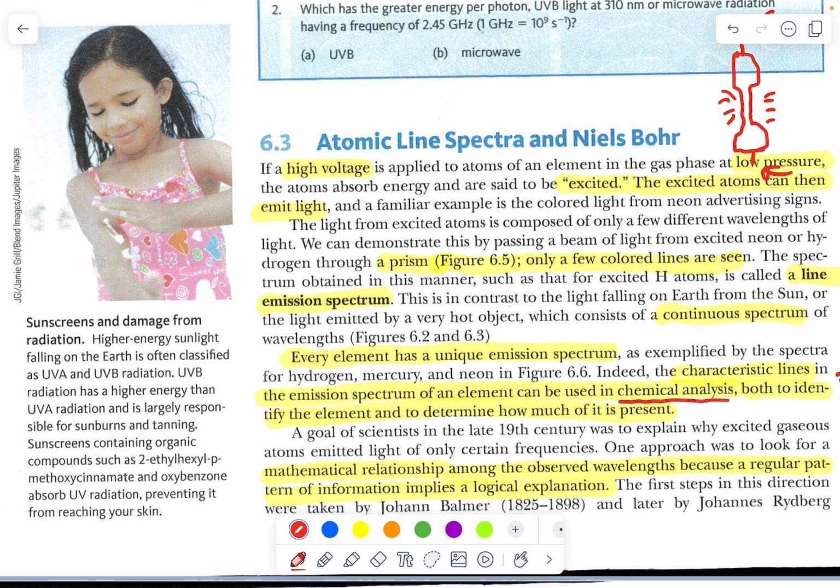So the purpose of this screencast is to answer several questions. Number one, why is it that when you provide a lot of energy via fire or electricity to something, you get light? Why is that light colored? And why do you get a different color for different types of elements or salts?